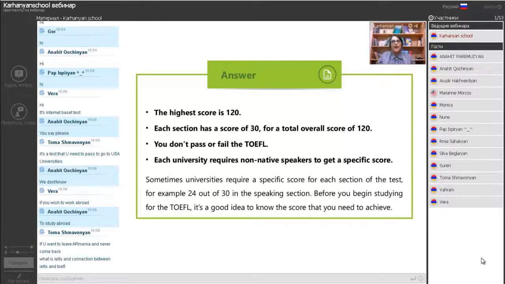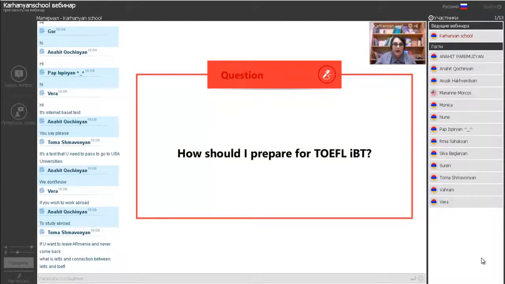Also, I know that the TOEFL test is for working, and you just make sure what score they require from you and then start preparing, okay?